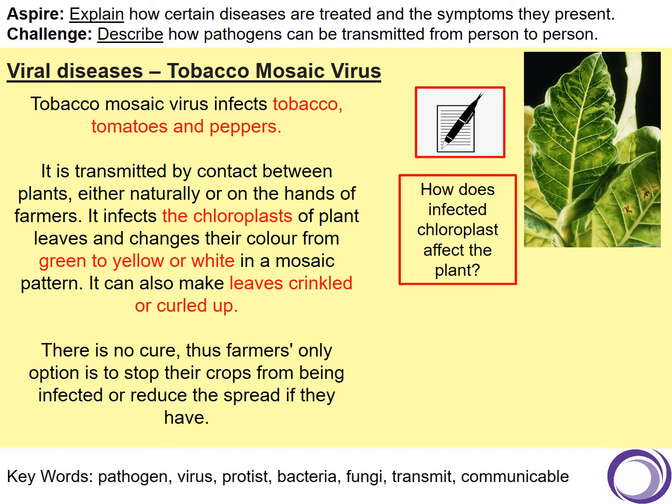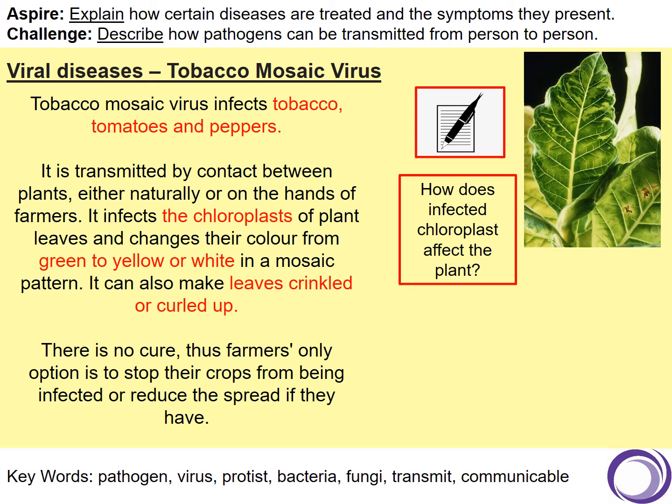Okay, so the next disease that you need to know for your GCSE science exam is the next viral disease, and this is a plant viral disease called the tobacco mosaic virus, and you may see it written or abbreviated as TMV. The tobacco mosaic virus commonly affects the tobacco plant, tomato plants and pepper plants, and it is transmitted through the leaves of the plants touching each other, or by farmers going from one plant and touching one plant to the next. Basically it affects the chloroplasts in the leaves, and it causes the leaf colour to change from green to yellow.